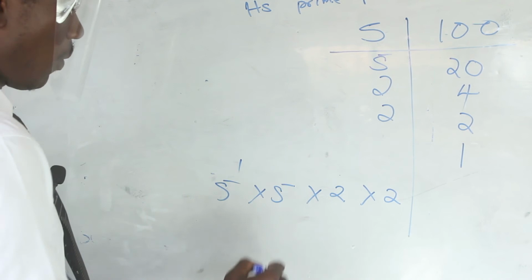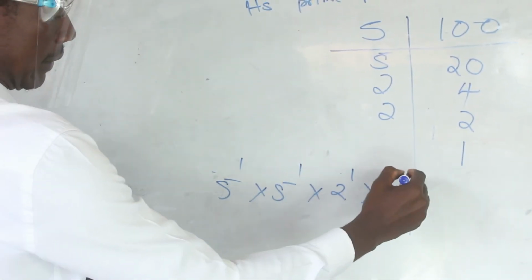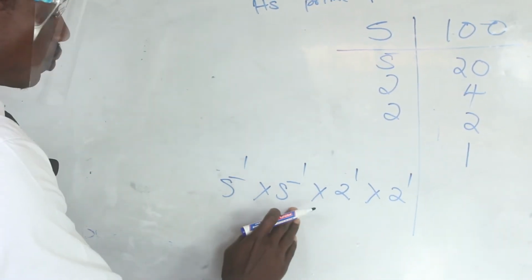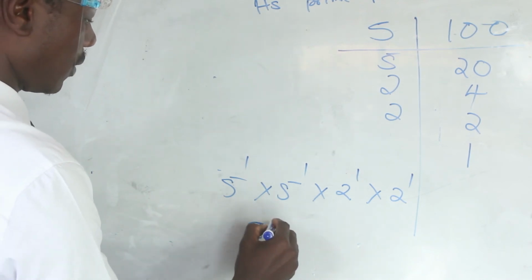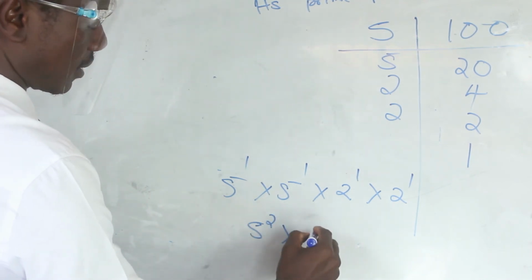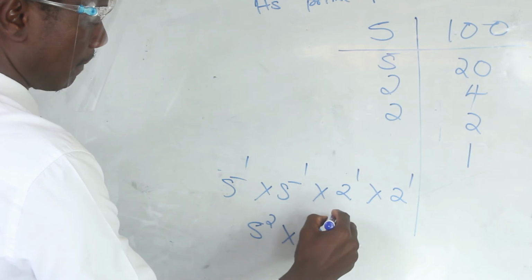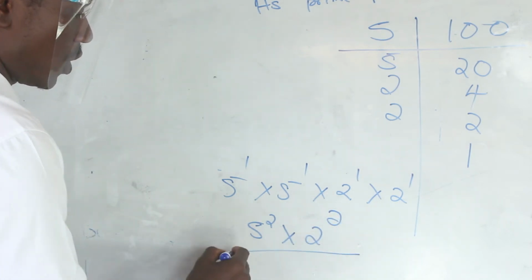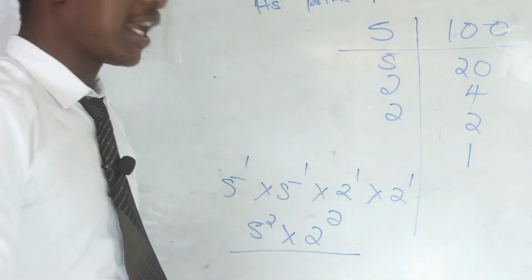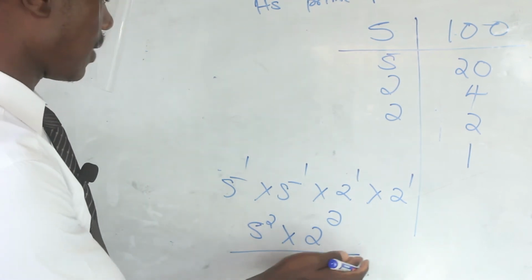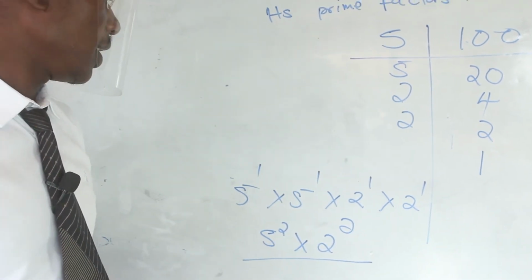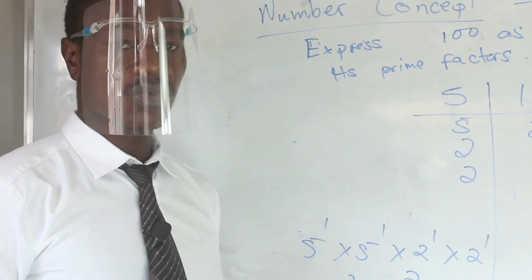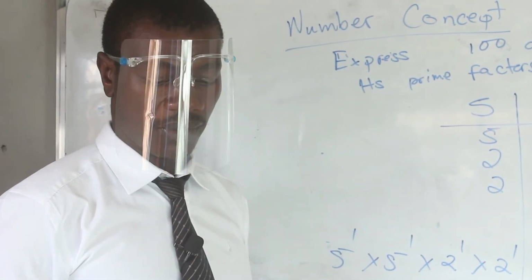5 is raised to the power 1, raised to the power 1. So how many 5s do we have? We have 2. So it's 5 to the power 2 times 2 to the power 2. So the two answers are correct, but the second answer is the simplified version, which is 5 to the power 2 times 2 to the power 2.